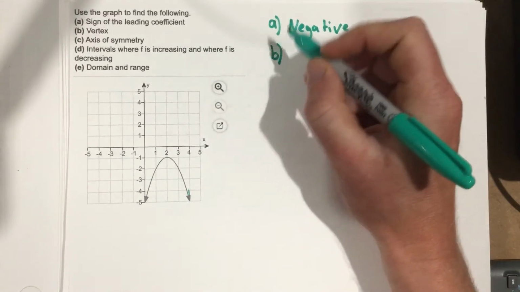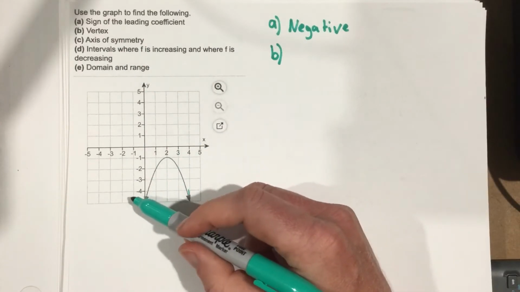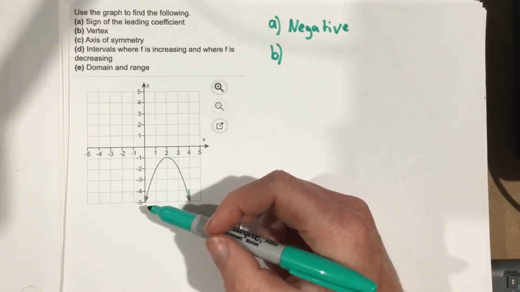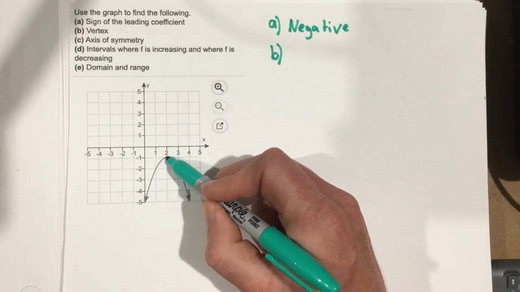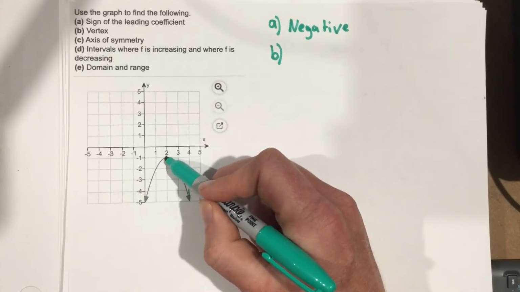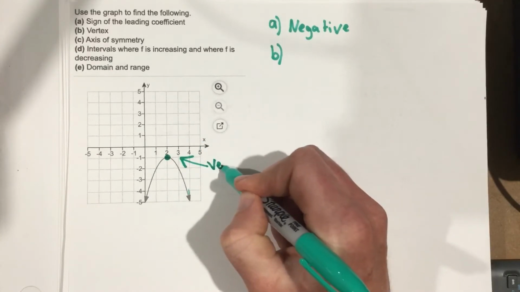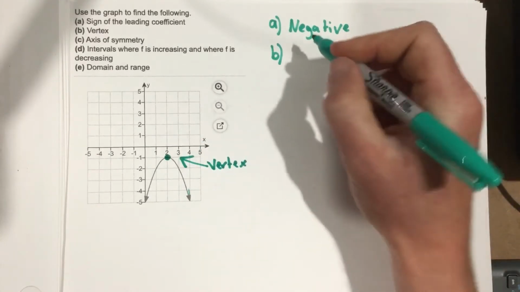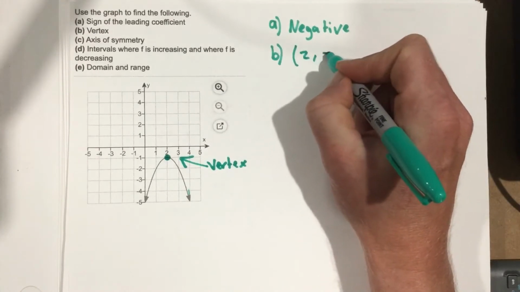For part B, they want us to find the vertex. The vertex is when you go from either decreasing to increasing or increasing to decreasing. In this case, we're increasing, and then right here at this point, we start to decrease. So this is the vertex. Let's go ahead and point that out. And the vertex is (2, -1).